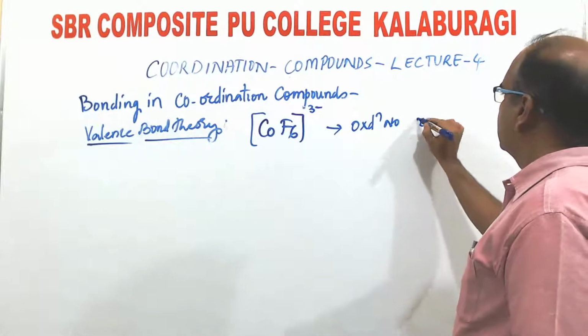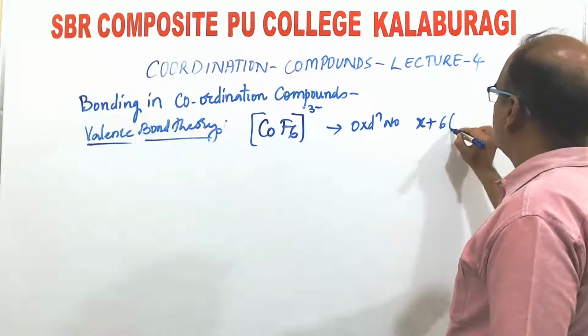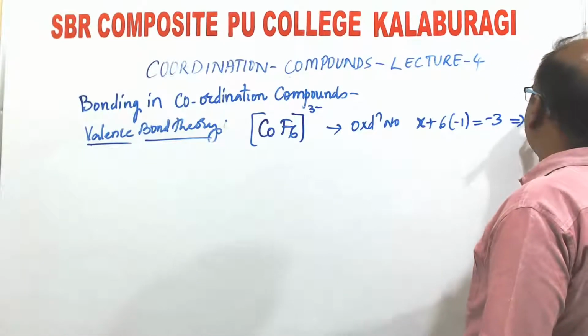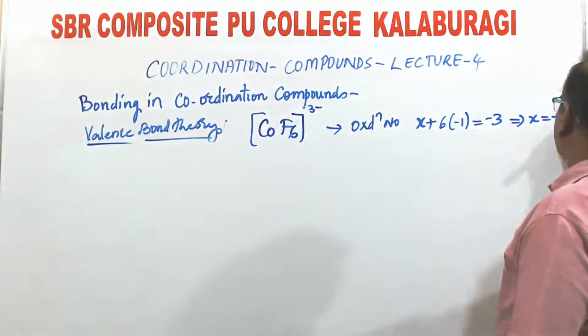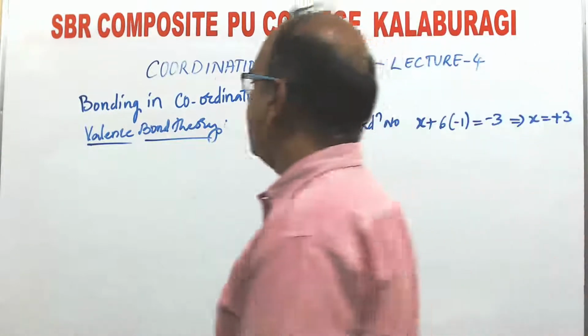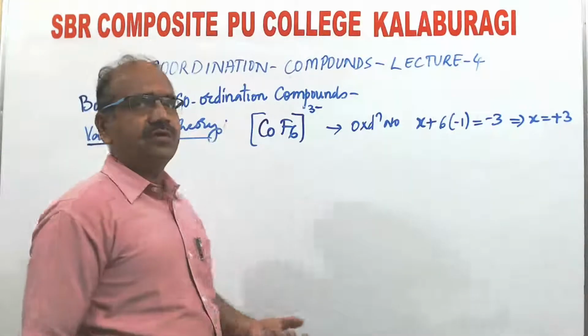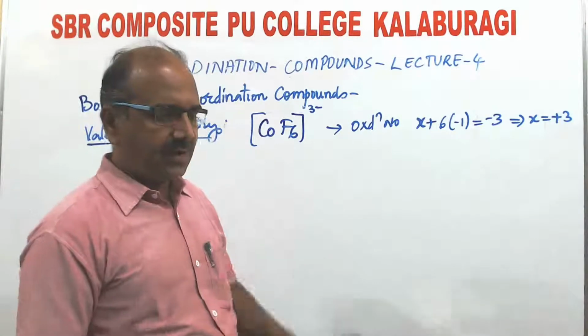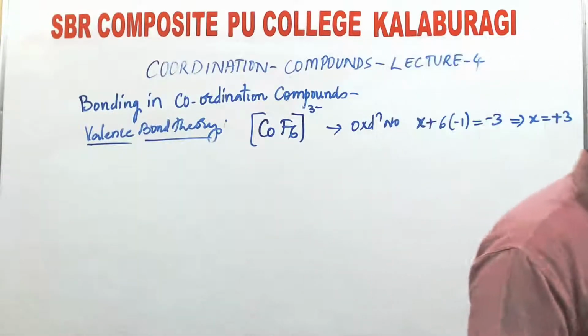x plus 6 into minus 1 is equal to minus 3. So what will be x then? x will be equal to plus 3. So here also cobalt oxidation is plus 3, but here the electrons of the cobalt do not undergo pairing. They'll remain as they are, unpaired.